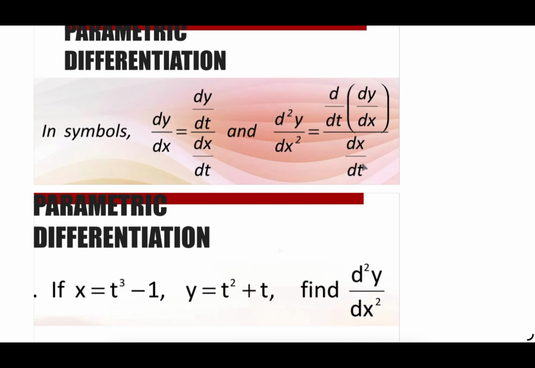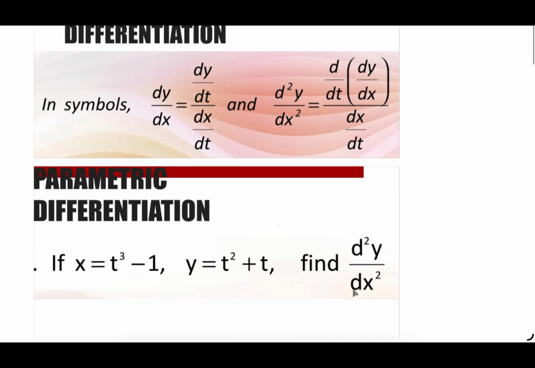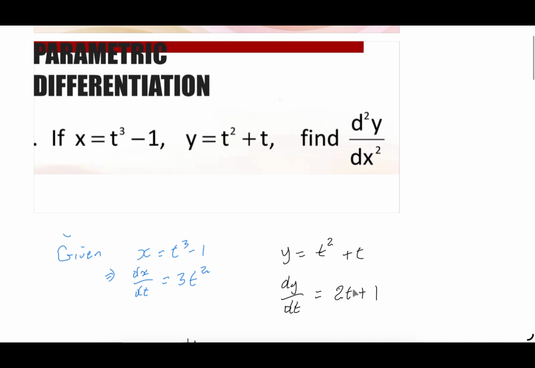First one, if x is equal to t cubed minus 1 and y is equal to t squared plus t, find d squared y dx squared. In other words, find the second derivative. So let's look at our given information. X is equal to t cubed minus 1.